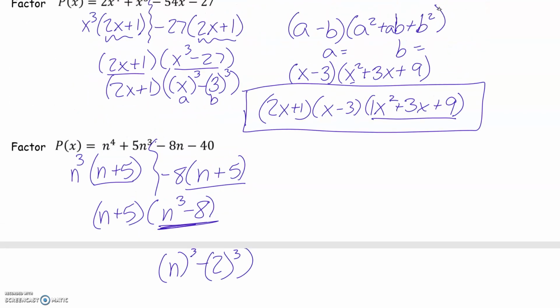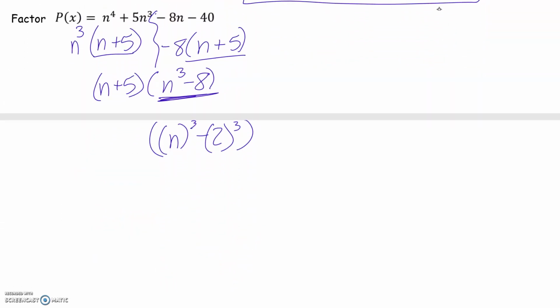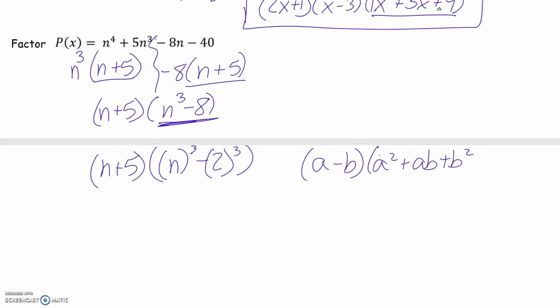If I were to rewrite that, hey, it doesn't like that gray line. So n plus 5. Alright, so if we're using the difference of cubes, that's just going to end up being a minus b times a squared plus ab plus b squared. Alright, so I already know that a is n and b is 2.